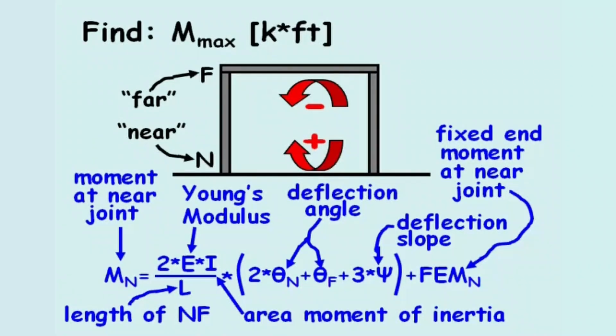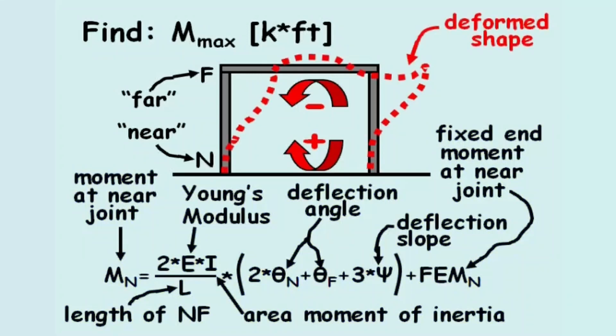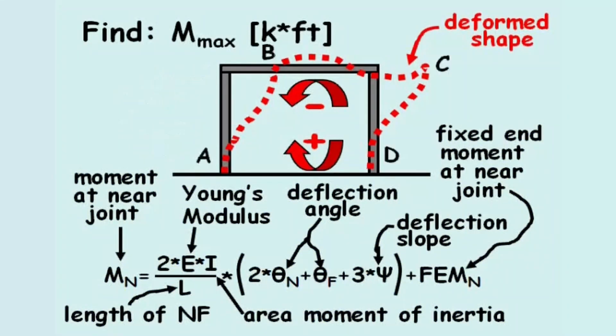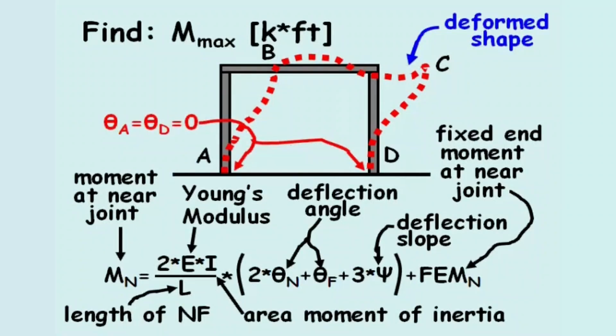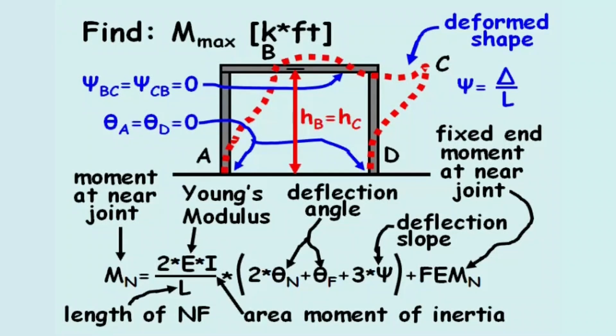If we sketch the exaggerated shape of the structure after it is deformed by the loading, as shown in red, we notice the deflection angle at the fixed connections A and D equals 0, and the deflection slope between joints B and C equals 0 as well, since the deflection slope equals the displacement tangential to the length of the member divided by the length of the member, and joints B and C are expected to be at the same elevation after the structure is deformed.